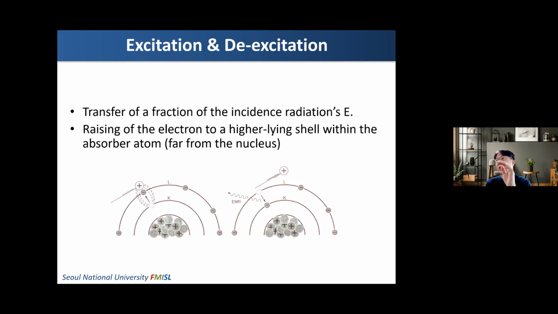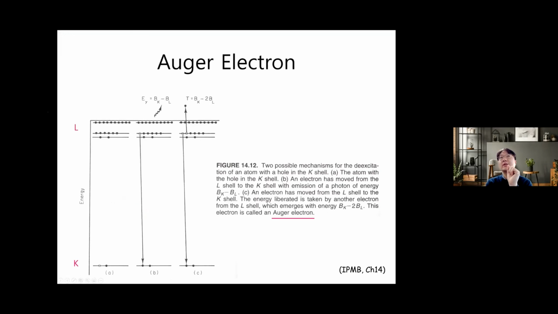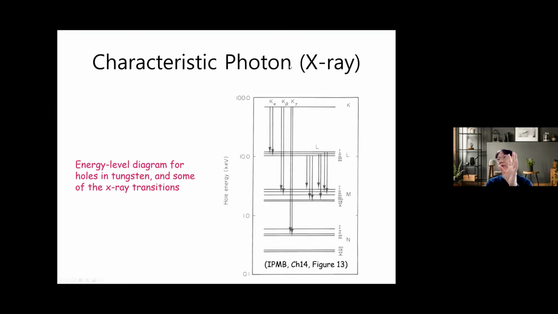One is the emission of characteristic X-ray, an electromagnetic wave that has the same energy as the energy difference between these two electron shells. But this energy can be used to emit some orbital electrons, and the orbital electron emitted by this excitation is called the Auger electron. So this slide shows what the Auger electron is, the electron emitted instead of characteristic X-ray. And this slide shows the characteristic X-ray in terms of the energy diagram.